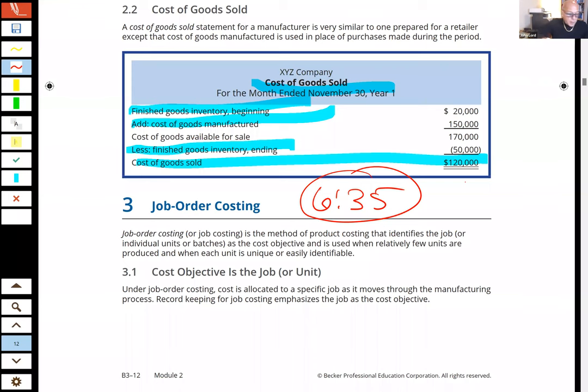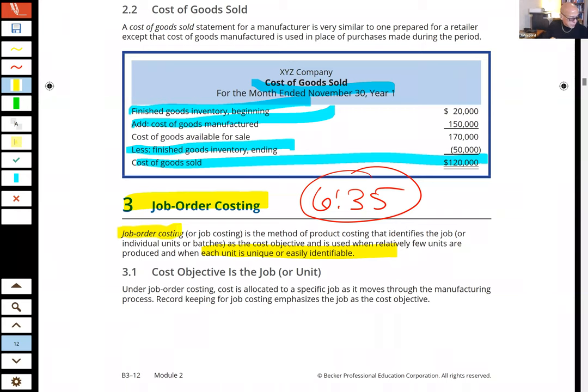Recording for us, okay, and let's go ahead and start to take a look here at job order costing, and as previously mentioned, with job order costing, each unit is unique or easily identifiable. So if we're building yachts, you don't mass produce yachts, okay? Somebody says, this is what I want my yacht to look like, okay? You build it to specs, okay? That's what we mean by job order costing.